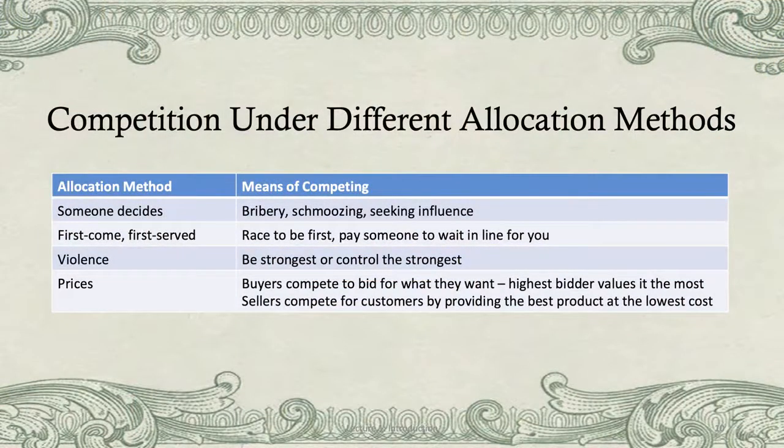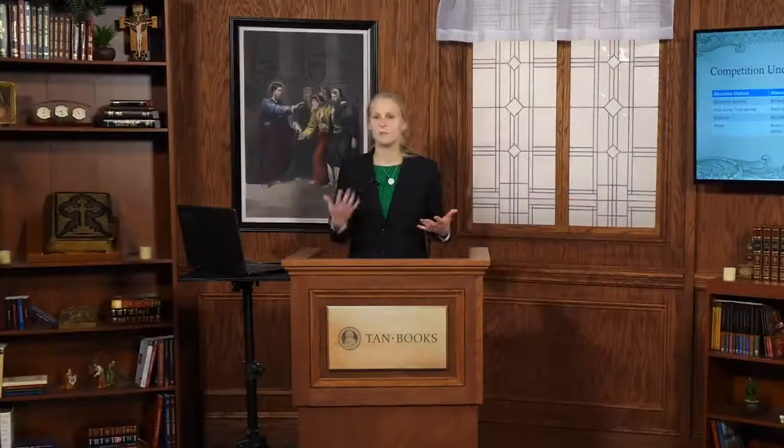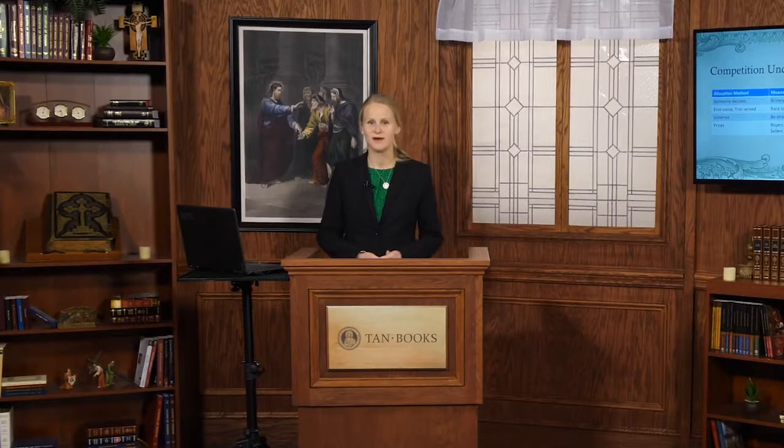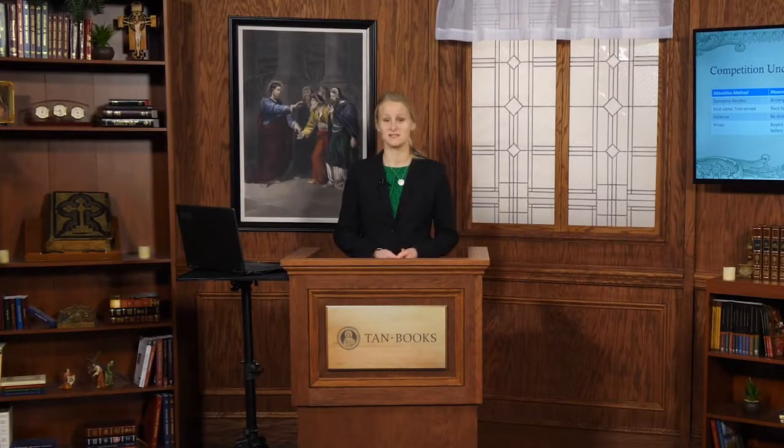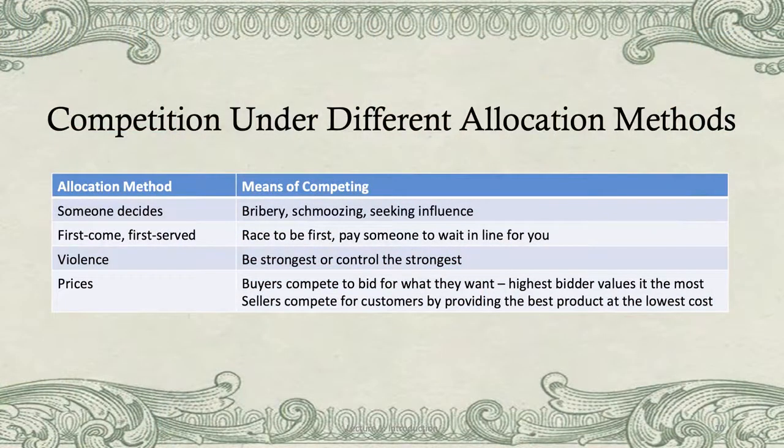So let's think about how people compete for scarce resources under these different ways of allocating the goods and resources in a society. So if someone in power decides who gets what, how do you compete to get the things that you want and need? Well, you can try bribing the people in power. You can try schmoozing with them. You can try to gain influence in some way over the people in power. If we have a first-come, first-served system of allocating resources, well, you've got a race to be the first person in line. If we're allocating goods and services based on violence, then you have to be the strongest or control the strongest person in your society.